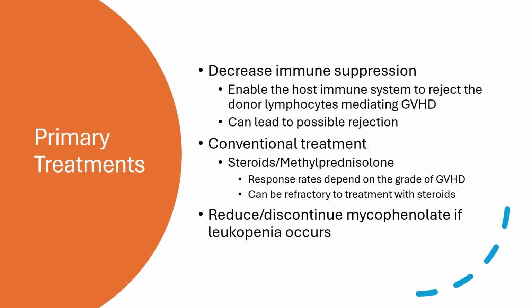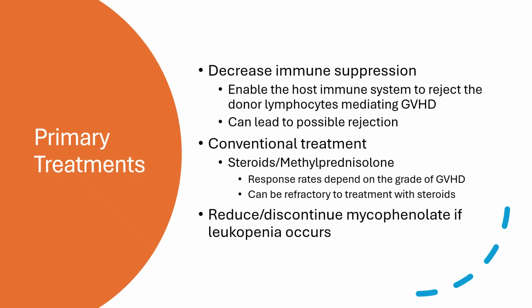So primary treatments are usually to decrease the immune suppression. We need to try to give that immune system a fighting chance to reject the donor lymphocyte that's mediating graft versus host. This, of course, does usually or could lead to some kind of a rejection. So we really need to make sure that we're mentally preparing the patient for that, and talking to the patient a little bit about what that's going to look like.